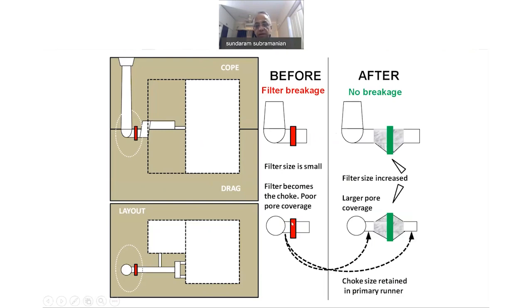The coverage by the filter for filtering is also a factor. You have a runner bar which is of a certain area, let's say A, and you put a filter here, and the filter has some solid obstructions. Obviously, the area A inside the filter is going to be less than A. So this becomes a choke.